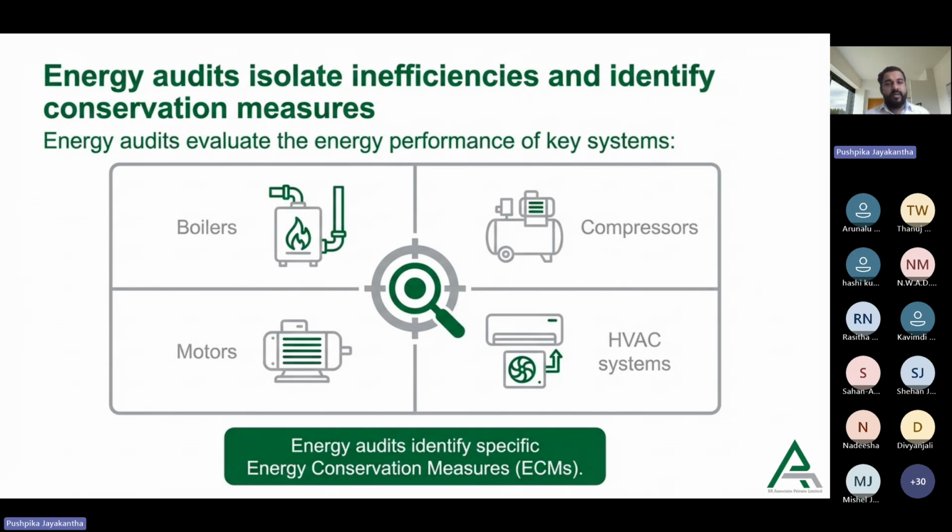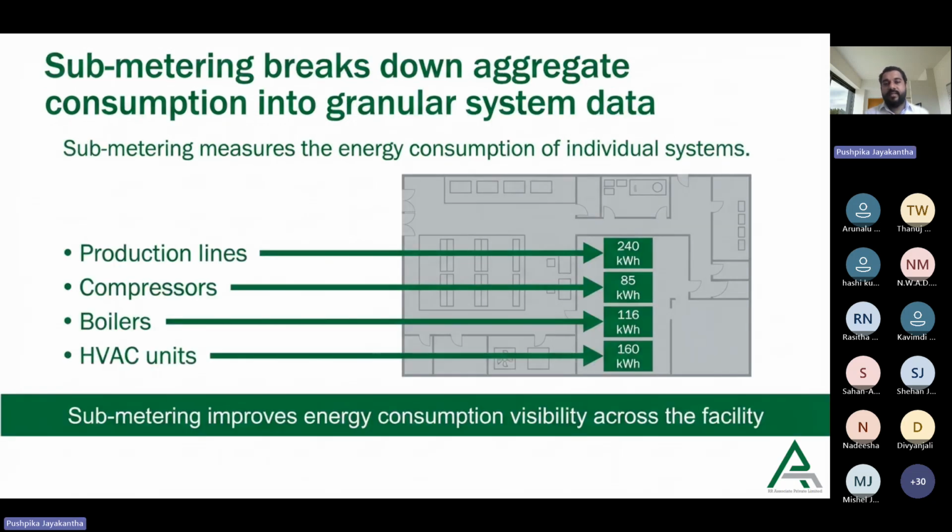energy audit. By using this energy audit, you can identify the inefficiencies in systems or processes within your energy management system in your organizations. And then the next one, submetering. This involves installing meters at the system level. So instead of measuring only total facility consumption, submeters measure energy used for specific equipment or production lines. This improves energy consumption visibility and allows organizations to identify inefficient systems.